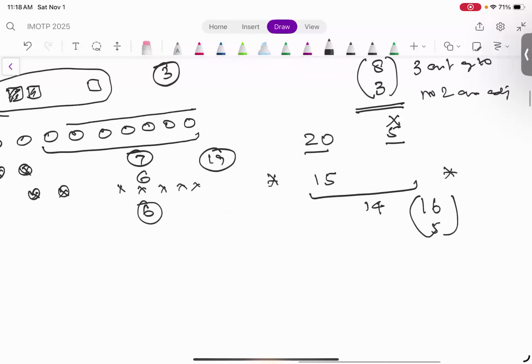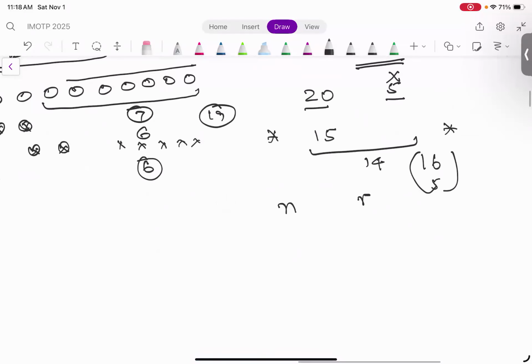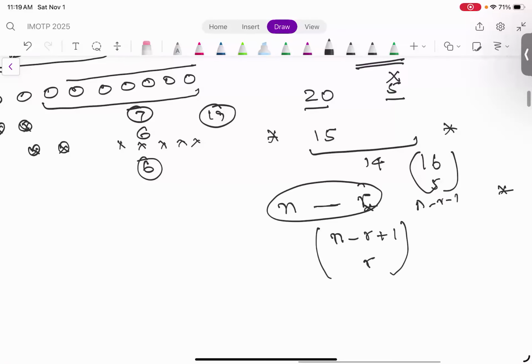So if there are n books, and r books I have to choose, what will that be? It will be n minus r plus 1. Because choosing r, the remaining books are n minus r. So this will have n minus r minus 1 gaps, one at the back and one at the front, so plus 2. So n minus r plus 1, and I have to choose r.